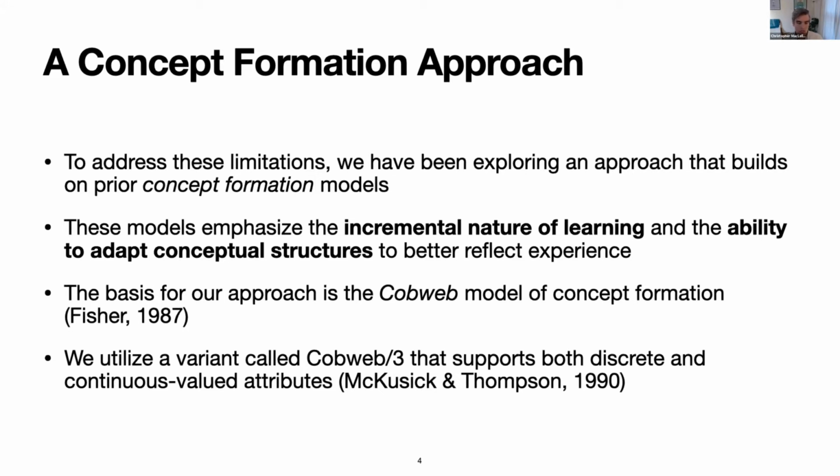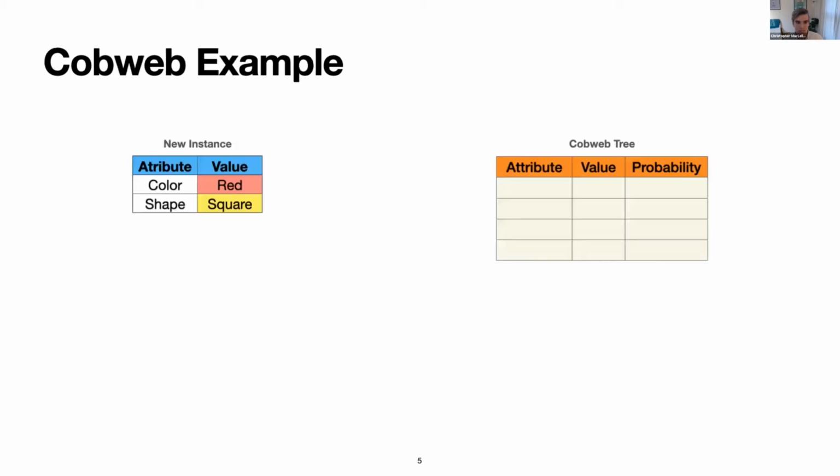Concept formation models are a type of model that emphasize the incremental nature of learning and the ability to adapt conceptual structures to better reflect their experience. The basis for our approach is a model called Cobweb, which was developed by Douglas Fisher. We're actually utilizing a variant of Cobweb referred to as Cobweb 3 that supports the ability to handle both discrete and continuous valued attributes. For people here that aren't familiar with Cobweb, I'm just going to do a crash course and give you an intuition for how Cobweb works.